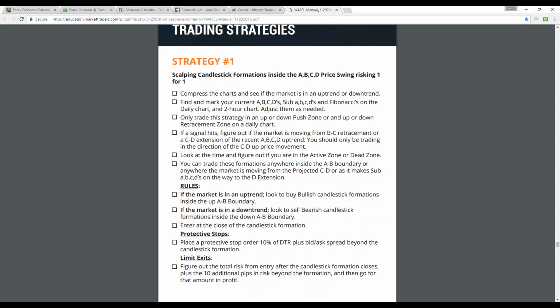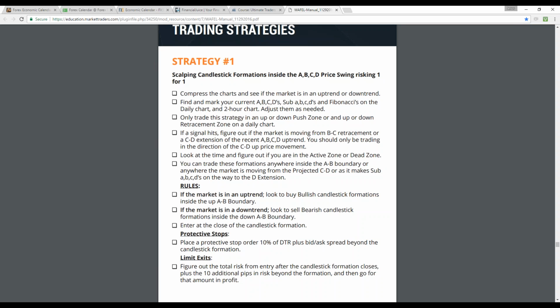How do we determine the stop? How do we calculate it? We have the DTR. The DTR stands for daily trading range, and it's the amount of pips that a pair moves in a day. Now we will use this to calculate where to place our stop. And we will do so by taking the 10% of the DTR, and that will be the amount of pips below the candlestick formation low, where I'll place my stop if I am buying.